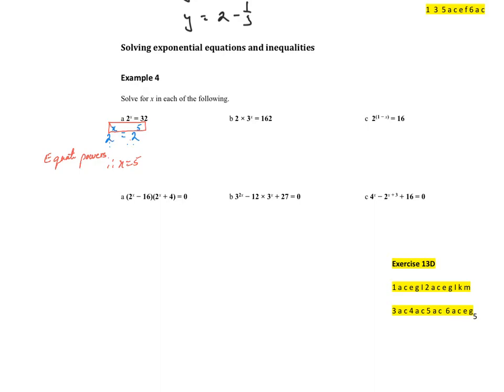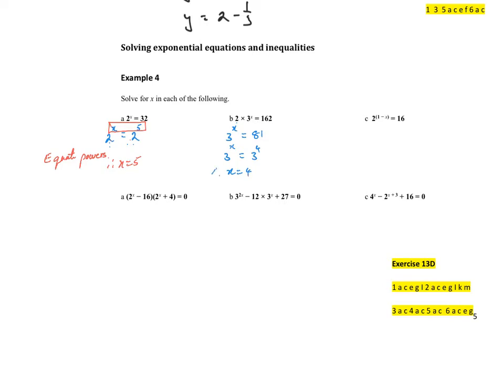Do the same thing here. Let's get my 3 to the x on its own. 3 to the x is equal to 162 over 2, which is 81. And again, 81 is equal to 3 to the power of 4. Bases are the same, so powers have to be the same.